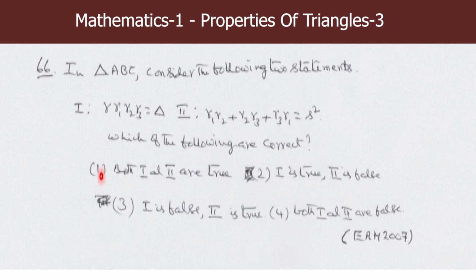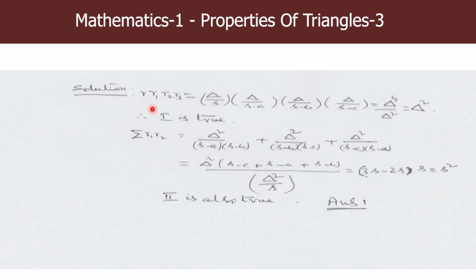So now you know that r is equal to delta by s, so r1 is delta by s minus a, r2 is delta by s minus b, r3 is delta by s minus c. So therefore, r1 r2 r3 is delta to the power of 4 by delta square, which is equal to delta square. So 1 is true.